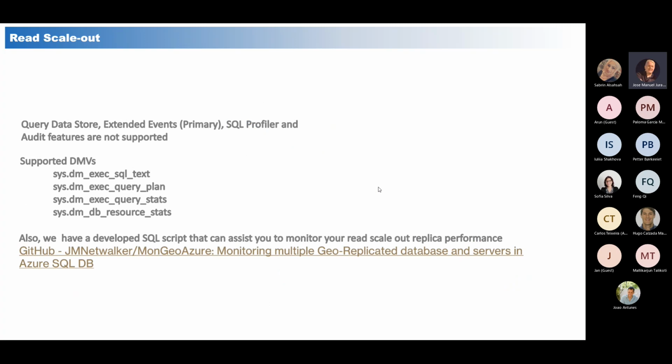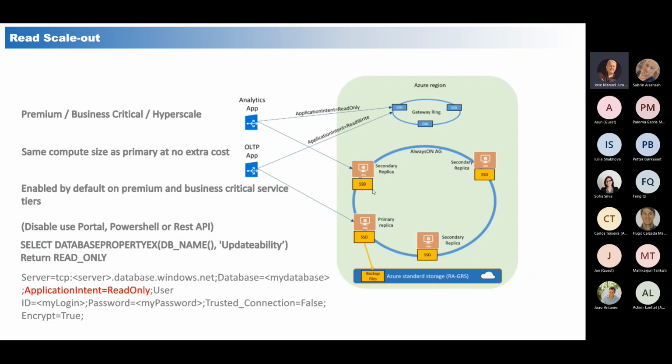So if I understood well, you mentioned that if I use Premium, Business Critical, or Hyperscale, I have another server that I could run queries on without any cost for me. Yes, exactly. And it would be the same compute size.